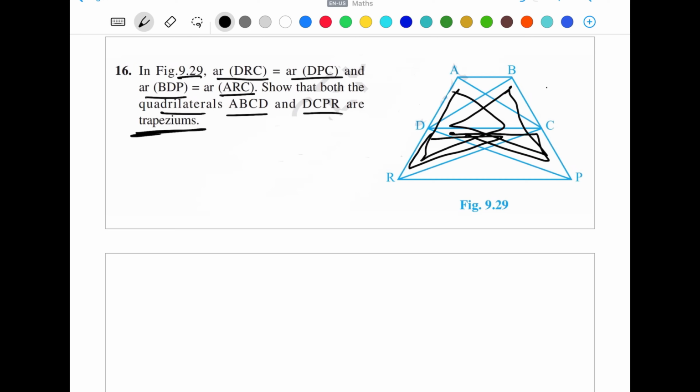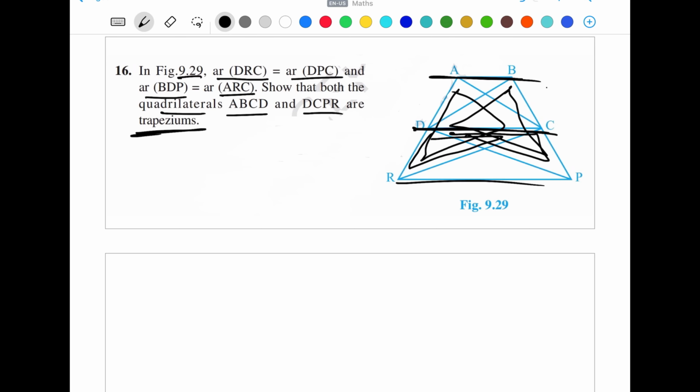Okay, so in order to prove that these two are trapeziums, we have to prove that one pair of opposite sides in each quadrilateral is parallel. Hence they will be a trapezium. So in ABCD we are going to prove that AB is parallel to DC, and in DCPR we are going to prove that DC is parallel to RP. Okay, hence they will be trapeziums.